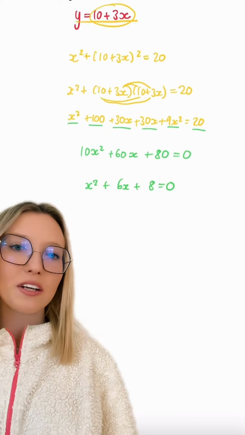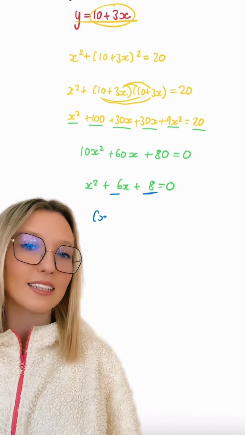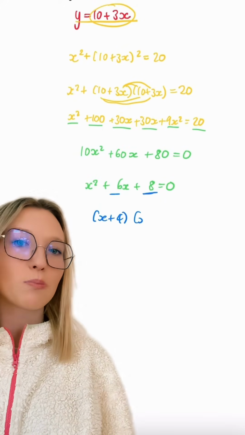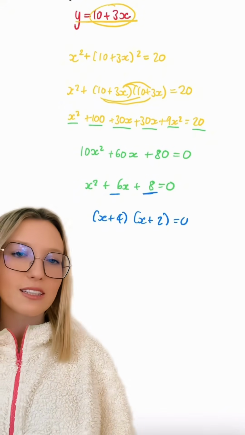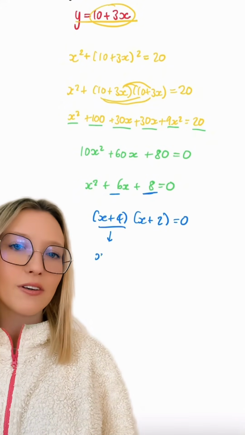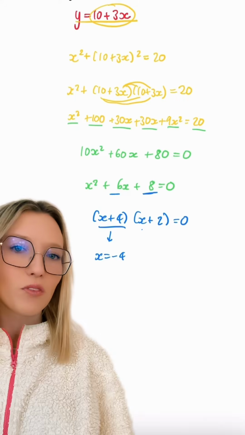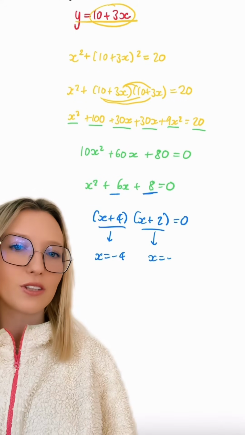And to factorise, we're looking for a factor pair of 8 that add together to give us 6, and we can see that's going to be 4 and 2. So that's what's inside of our brackets. If this equals 0, either x then equals minus 4 or x equals minus 2.